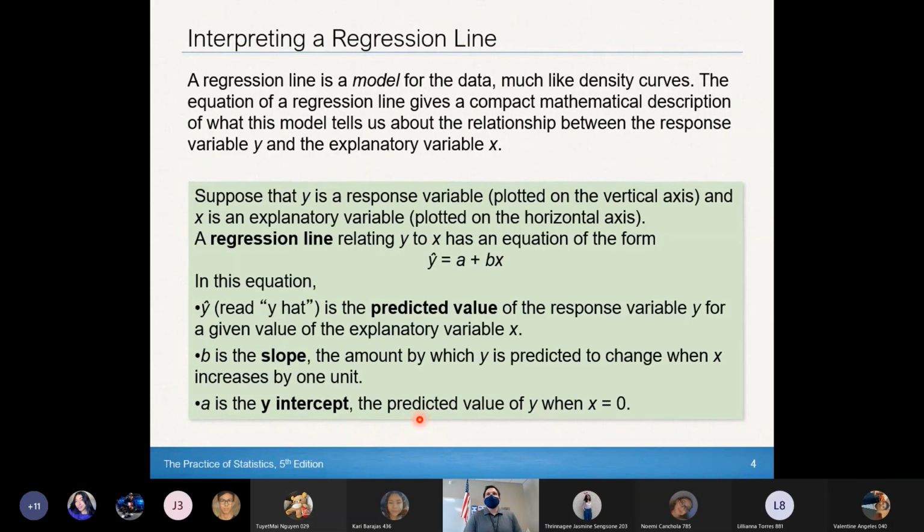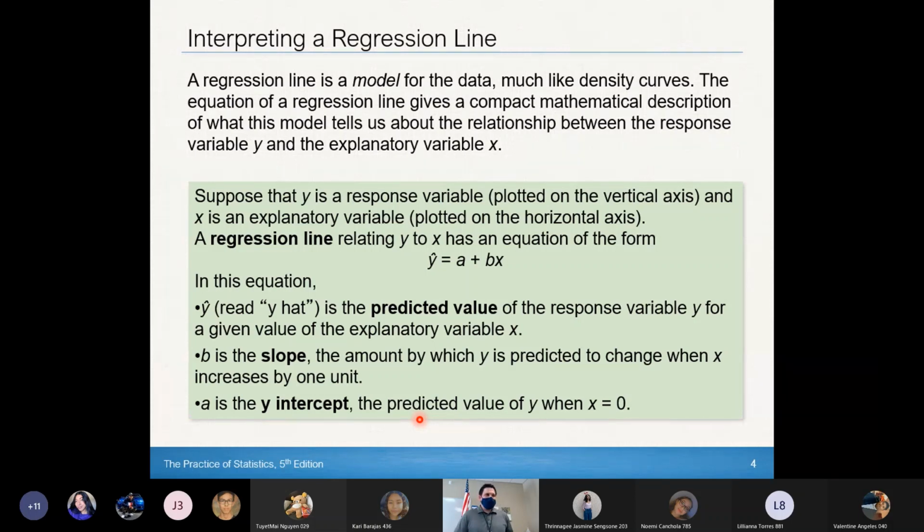Right. b is the slope, so instead of m, we're using b. It's the amount by which y is predicted to change when x increases by 1 unit. a is the y-intercept, the predicted value of y when x equals 0. We're using different letters than we have in previous math classes, but this is stats. They use their own letters.